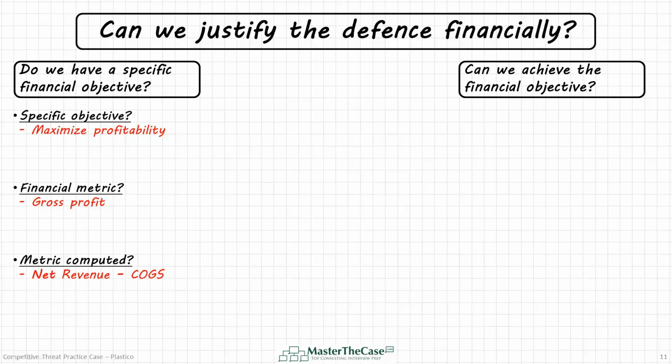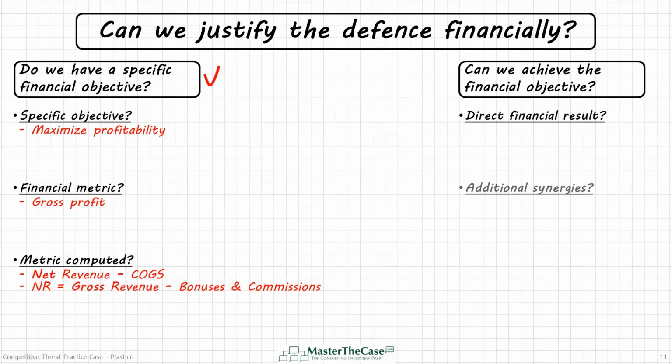That's right. Got it. And just one final thing to clarify. The client's pricing that you shared before, was it on the gross or net revenue basis? Net revenue basis. Clear. So now we can move on to the next sub-issue and analyze the following 3 elements. What is the direct financial result? What are the additional synergies? And what are the key risks?